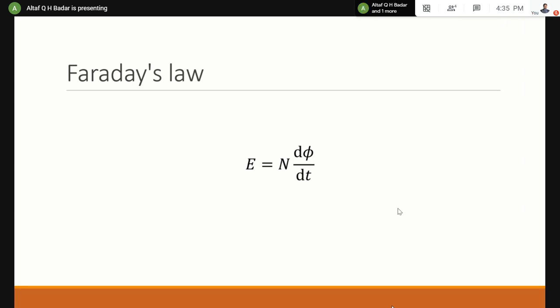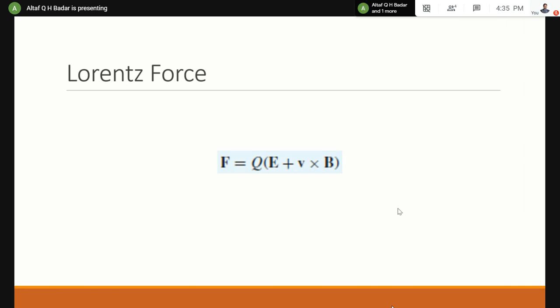Then let us move to the next one. I'm taking this quite a little bit faster because we don't have time, and I believe that you have studied Faraday's law in the 12th also.